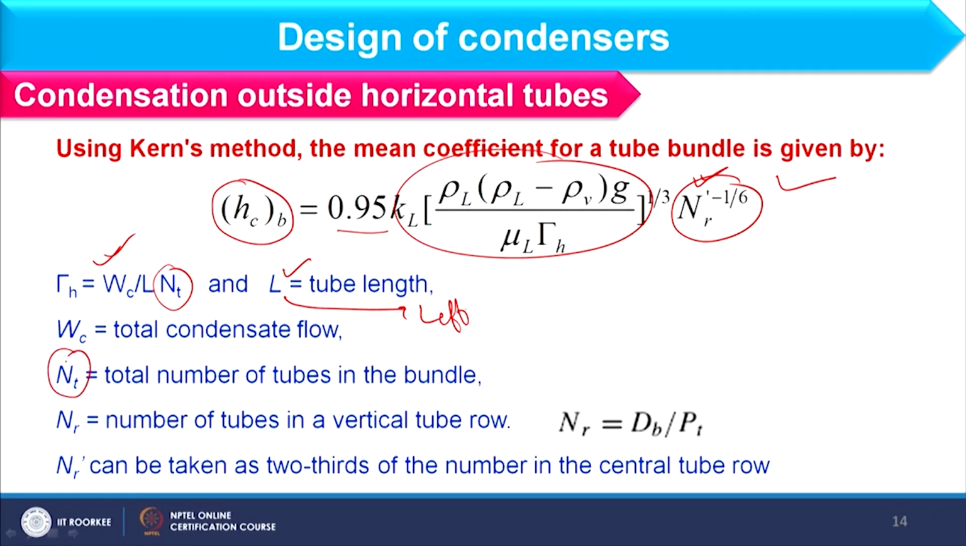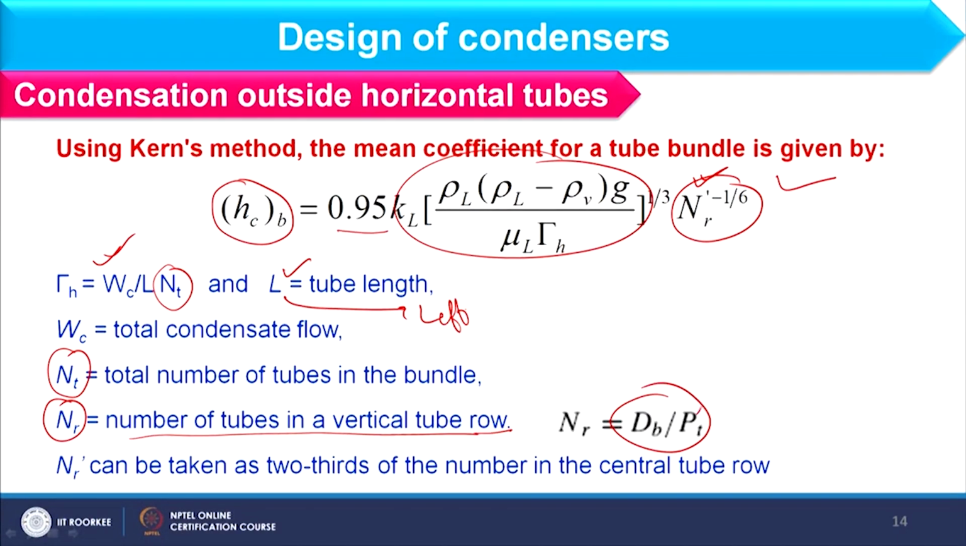Nt we have already discussed. Nr is the number of tubes in a vertical tube row. What is this Nr? When I consider the central line of the bundle, where I have the maximum number of tube rows, at that position I consider Nr. So, Nr is basically dB by PT dash. Here PT dash should be there. It will depend on the type of arrangement which we have already discussed in previous lectures. So, here I have Nr.